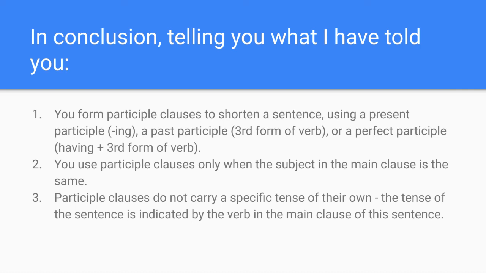Number two is that you use the participle clauses only when the subject in the main clause is the same as the one in the participle clause itself. And three is that participle clauses do not carry a specific tense of their own. The tense of the sentence is indicated by the verb, which you can find in the main clause of this same sentence that we're talking about.